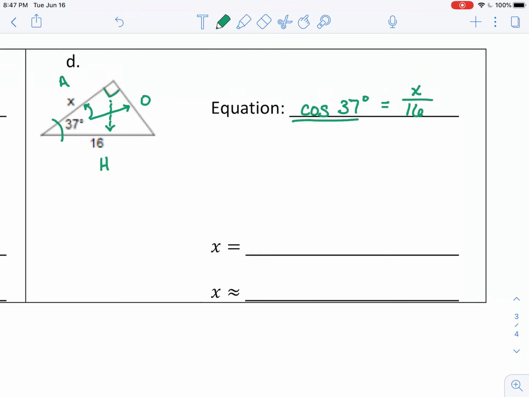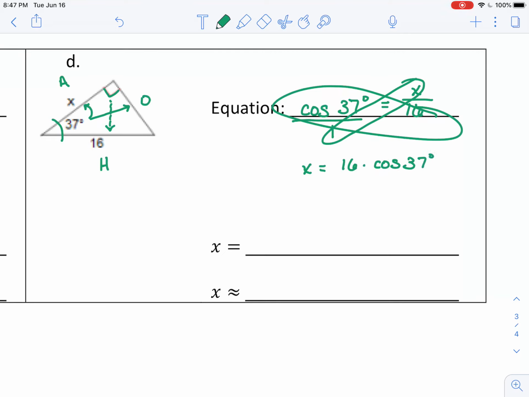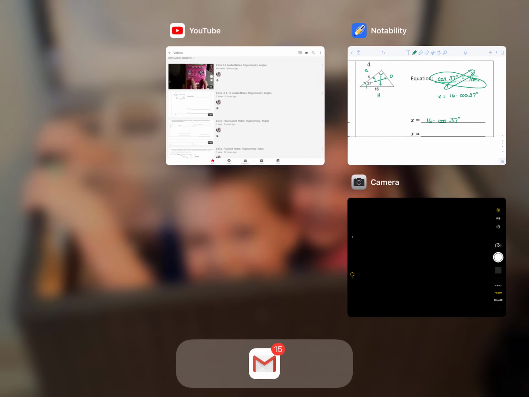When x is somewhere in your fraction, you are going to want to cross multiply. So I'm going to put it over 1, and I'm going to do x times 1 and set it equal to the product of 16 times the cosine of 37 degrees. That's what I need to put in my calculator. It's already solved. You don't have to divide. We just need 16 multiplied by the cosine of 37.